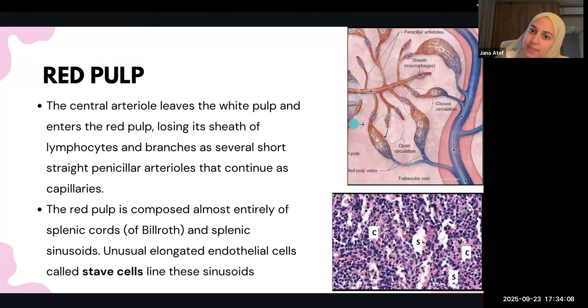And then it turns into a, what's it called? Penicillar artery. I have a problem with pronouncing it, but it's penicillar arteriole. This is what it turns into. So again, first it's in the trabecula. It's a trabecular artery. It leaves. It becomes a central arteriole. It doesn't have a trabecula anymore. It has a PALS around it, and now it's in the white pulp. Once it leaves the white pulp, now it's called a penicillar arteriole. This is the red pulp.